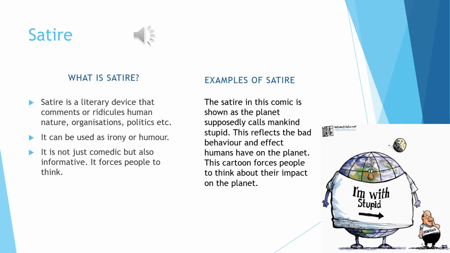It usually appears funny on the surface, just like irony, but if you look at it a bit closer and you think about it more, you'll realize that it is a lot more important. For example, if we have a look at the planet who's wearing a little shirt that says I am stupid, and that shirt is pointing at mankind. On the surface, it's kind of funny. It's like, oh wow, well, you wouldn't expect Earth to hate human beings because, well, we live on it, right? So it's kind of funny.